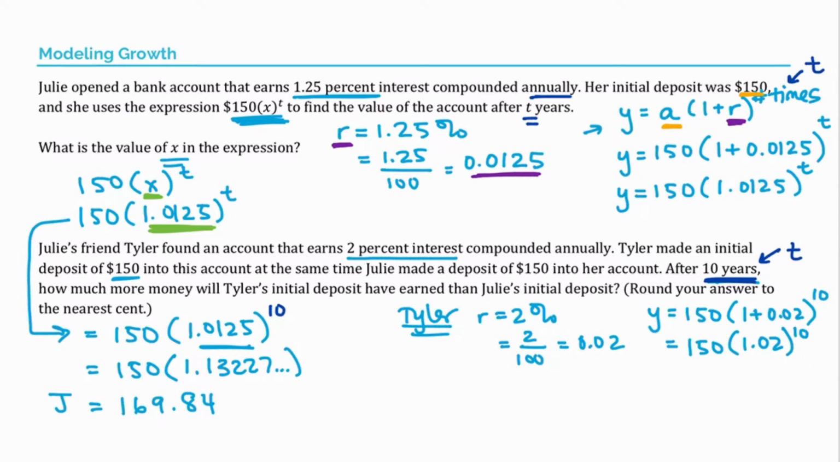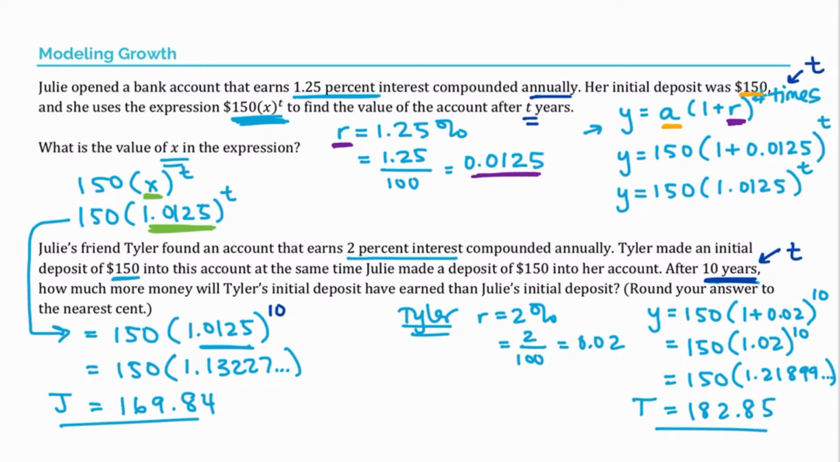Just as we did for Julie, do that 1.02 to the power of 10 first. So we have 150 times, again, this is going to be really long, 1.21899, keeps going. When you do that multiplication, you get 182.85. Now, the question is not how much money does Julie have or how much money does Tyler have. I'll put a little T here for Tyler, by the way. So here's Julie, here's Tyler.